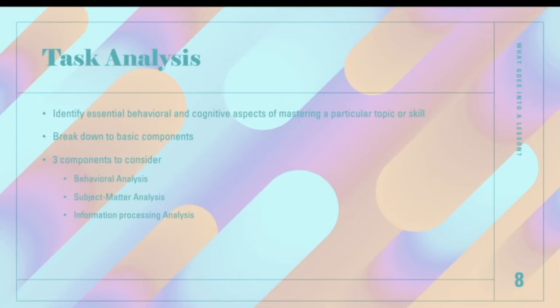Task analysis is another way to help break down more complex tasks. So in task analysis, you identify essential behavioral and cognitive aspects of mastering a topic or skill, and then you take that general big idea and break it down into little teeny pieces that are easy to digest so that students can take in those little pieces and eventually build up to that big task that you want them to do. And there's a couple different components to consider. There's behavioral, subject matter, and information processing analysis, and those will all help to contribute towards breaking down those big tasks into smaller components.